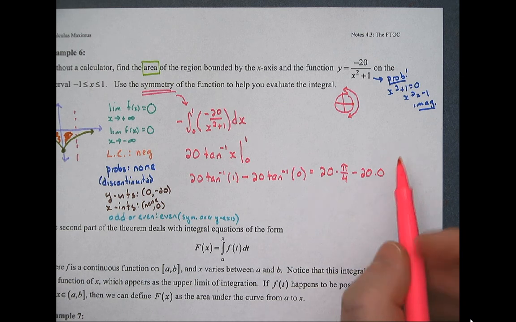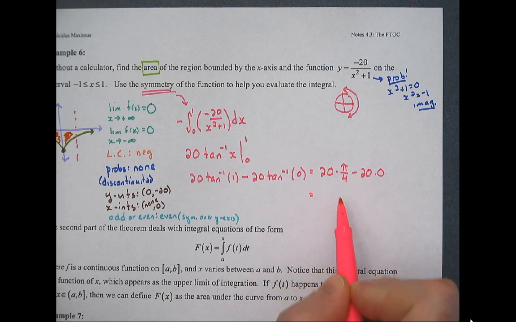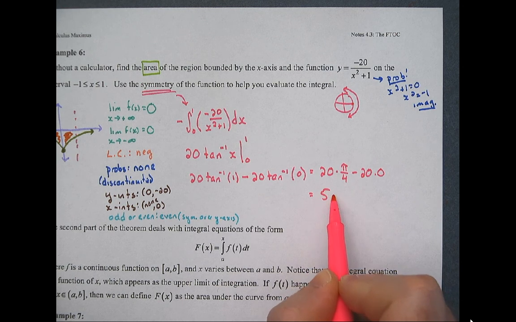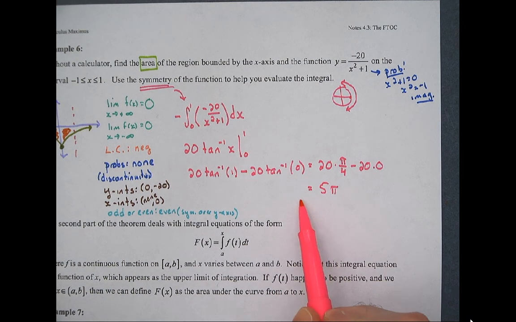Okay, so I clean this up. That's gone. That's 20 over 4. 20 over 4 is 5. 5 pi. Why am I not boxing in that answer? Because we used symmetry.